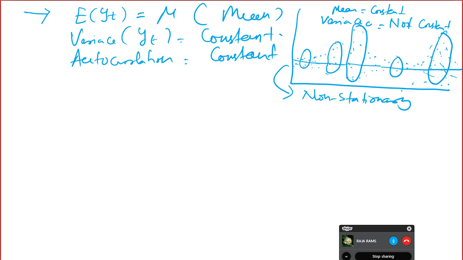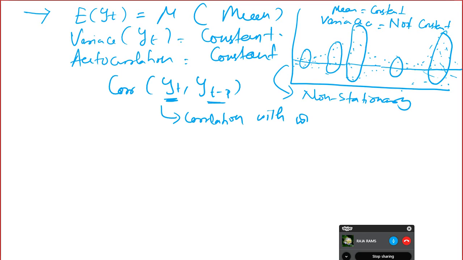What is autocorrelation? It is just the correlation of yt with yt minus a lag. So the correlation between yt and its own lag should also be constant.